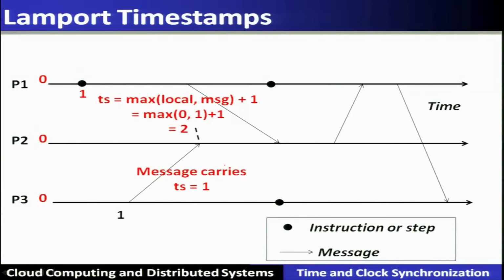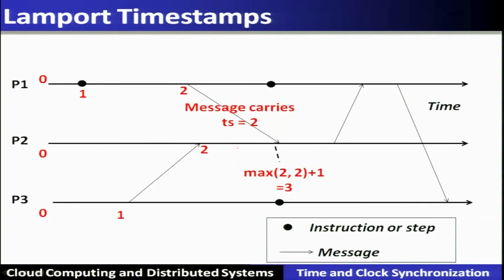Similarly, when the message will be received, we will follow the rule R2, which says that the message is carrying 1 and the local clock is 0, so the maximum of 0 and 1 will become 1, and when it is incremented, the time stamp here will be equal to 2. Now, when this particular message will be received, here we can take the maximum of 2 and 2, that becomes 2, and plus 1, that becomes 3.